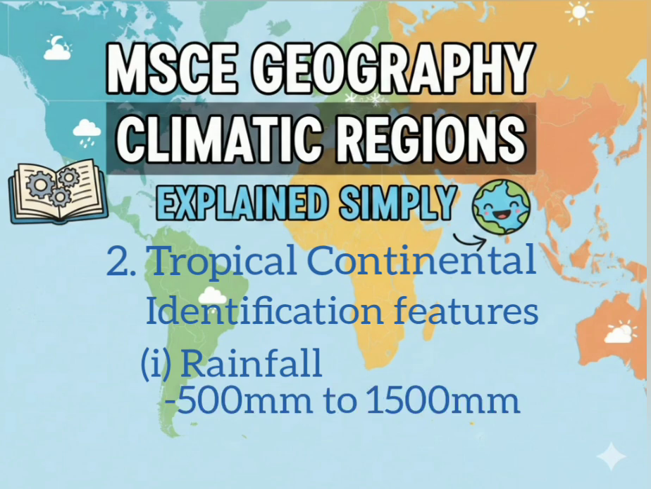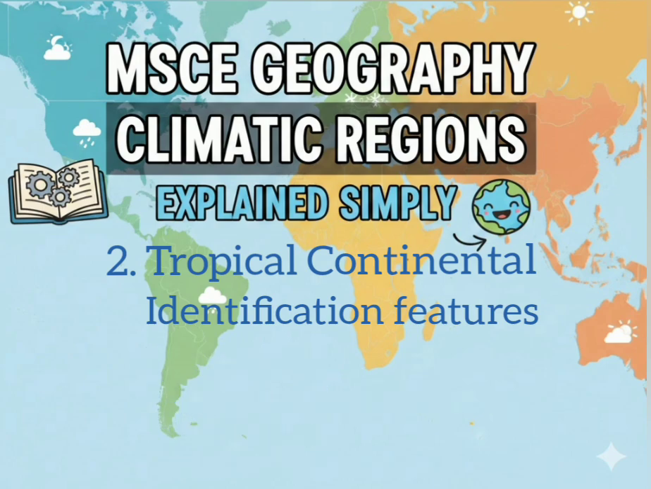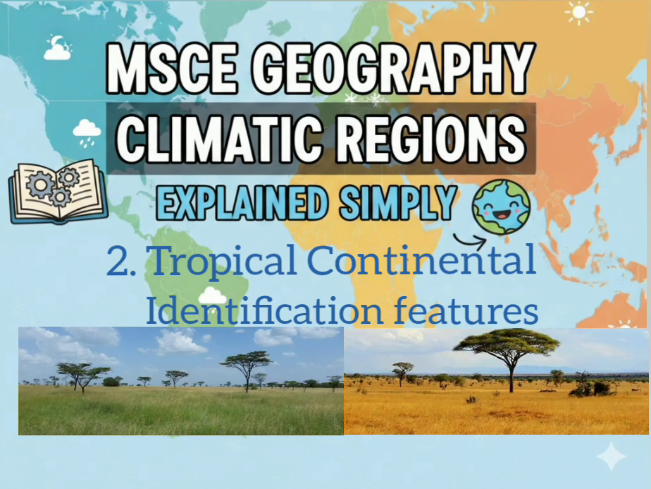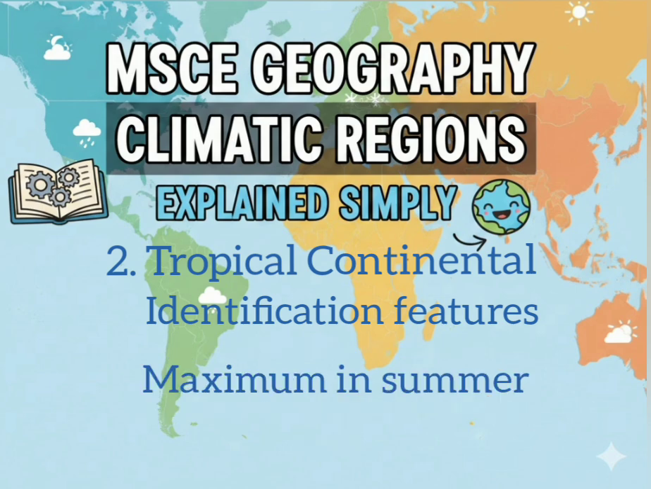Tropical continental receives little or no rainfall in winter. In the southern hemisphere, that is in June and July, while in the northern hemisphere, it's in January and December. Tropical continental has completely distinct wet and dry seasons. It receives mostly convectional rainfall, which is caused by intense heating of the land. The maximum rainfall is usually in summer.